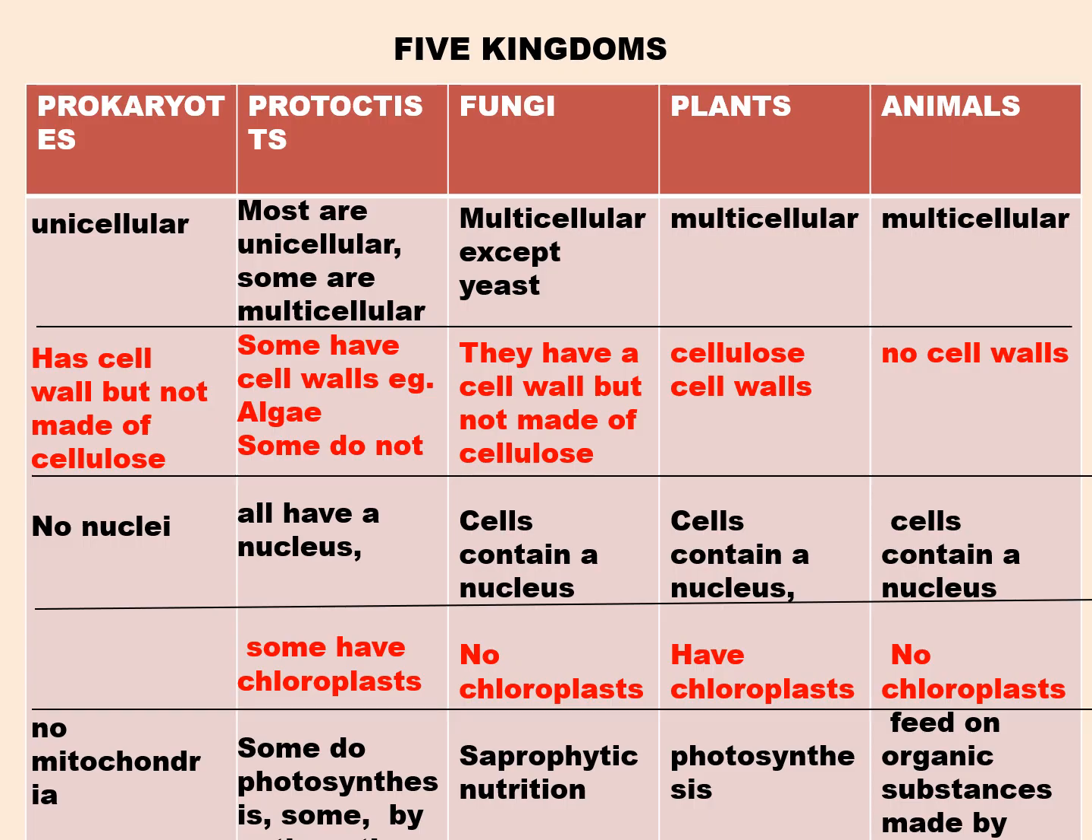Then chloroplasts. Now protists, some are photosynthetic, so they have chloroplast, while others eat and live on other living matter. They don't have chloroplast. Fungi, there is no chloroplast. Saprophytic nutrition is carried out by fungi. Plants, they have chloroplast and they are photosynthesizing. Animals, no chloroplast. They always feed on organic substances made by other living things.